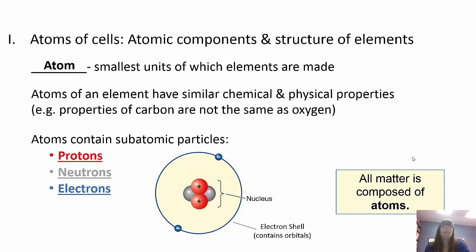So atoms are made up of 3 subatomic particles: protons, neutrons, and electrons. Protons have a positive charge, so remember PP, proton positive. Neutrons have a neutral charge, so neutral. And electrons have a negative charge. And I don't have anything for that one, so if you can remember protons are positive and neutrons are neutral, then you can just remember electrons are negative. The protons and the neutrons are in the nucleus, and the electrons orbit around the nucleus in what are called orbitals or shells. So all matter is composed of atoms.